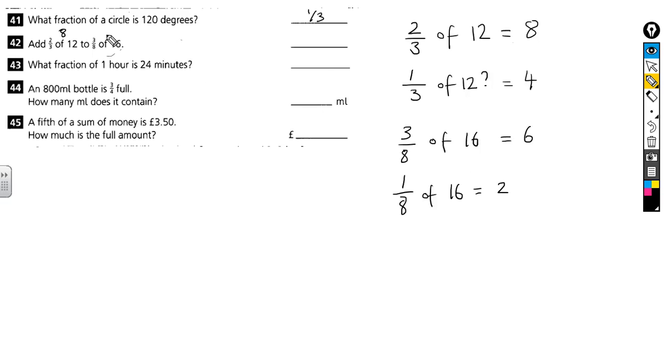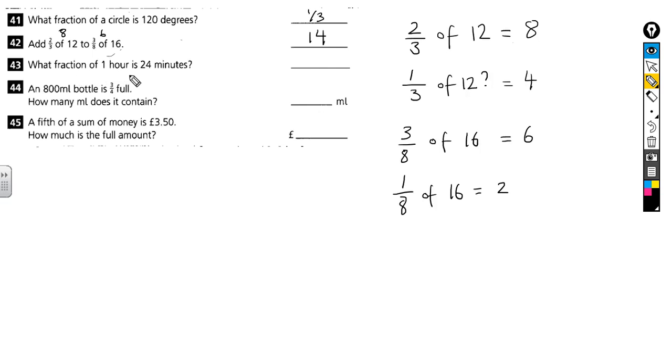So this bit is 6, and we've been asked to add these two amounts together. So 8 add 6. 8 add 2 is 10, plus the remaining 4 gives us 14. So that's just the answer there. It's not any units or anything. Okay, let's have a look at the next one.